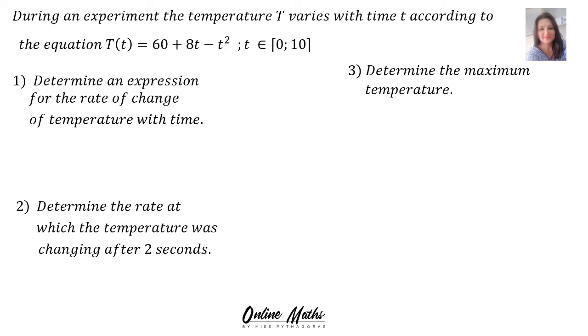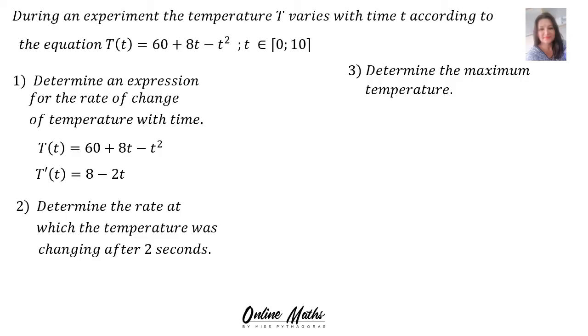Example 2. During an experiment, the temperature T varies with time T according to the equation, and then I give you the equation for the temperature. Number 1. Determine an expression for the rate of change of temperature with time. So the minute you hear rate of change, then you will find the derivative. Not equal to 0 because it's not the maximum rate of change or the minimum, it's just rate of change derivative. So when you derive that one, you end with 8 minus 2t.